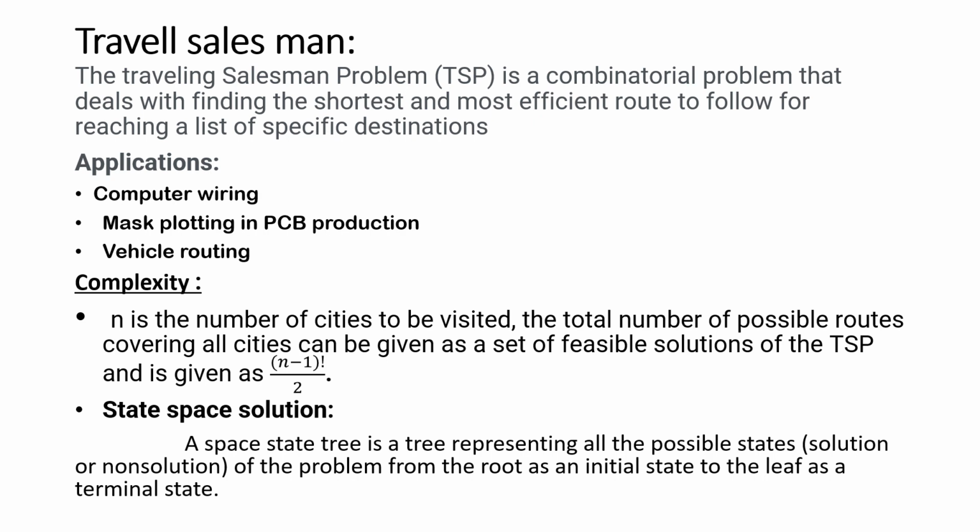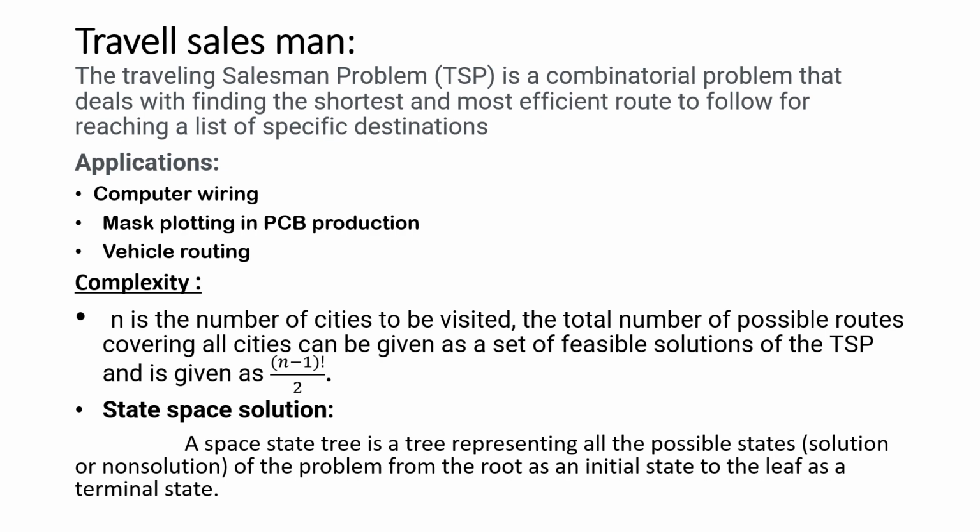Then we have to know the complexity of travelling salesman using dynamic programming. The time complexity is (n minus 1) factorial by 2. And then we have to know the state space solution. What is a state space solution? A state tree is a tree representing all the possible states of the problem, from the root as the initial state to the leaf as a terminal state.